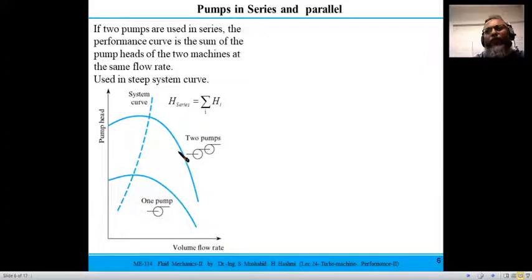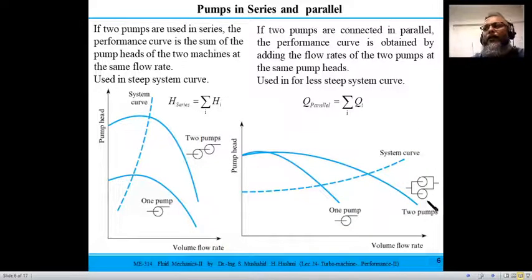So the fluid is coming from one pump, and the exit discharge of the first pump would be the inlet section of the second pump, and so on. In this way we will be able to get higher heads. If you combine in parallel, it means you are not interested in increasing the head. If your system curve is a steep curve, then the series arrangement is preferable.